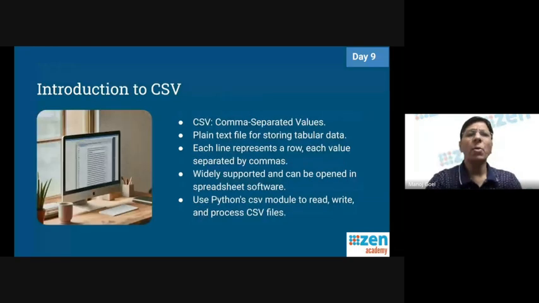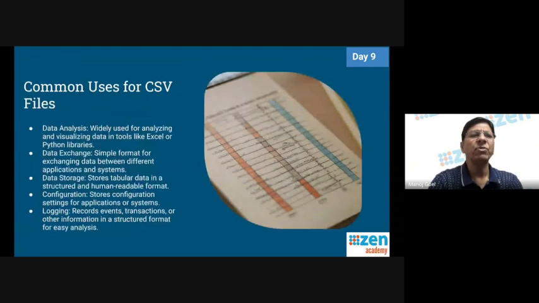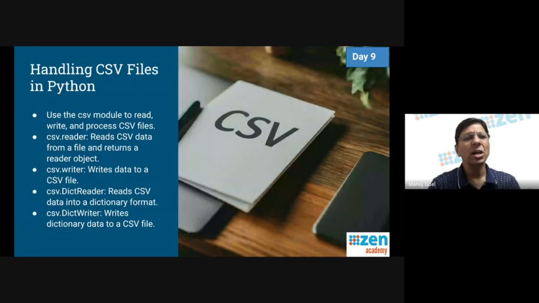CSV, comma separated value, is a plain text file for storing tabular data. Each line represents a row, with each value separated by commas, and it can be opened in spreadsheet software. Use the Python CSV module to read, write, and process CSV files. And we have seen some of the common use cases of CSV files: data analysis, data exchange, data storage, configuration, and logging, right?